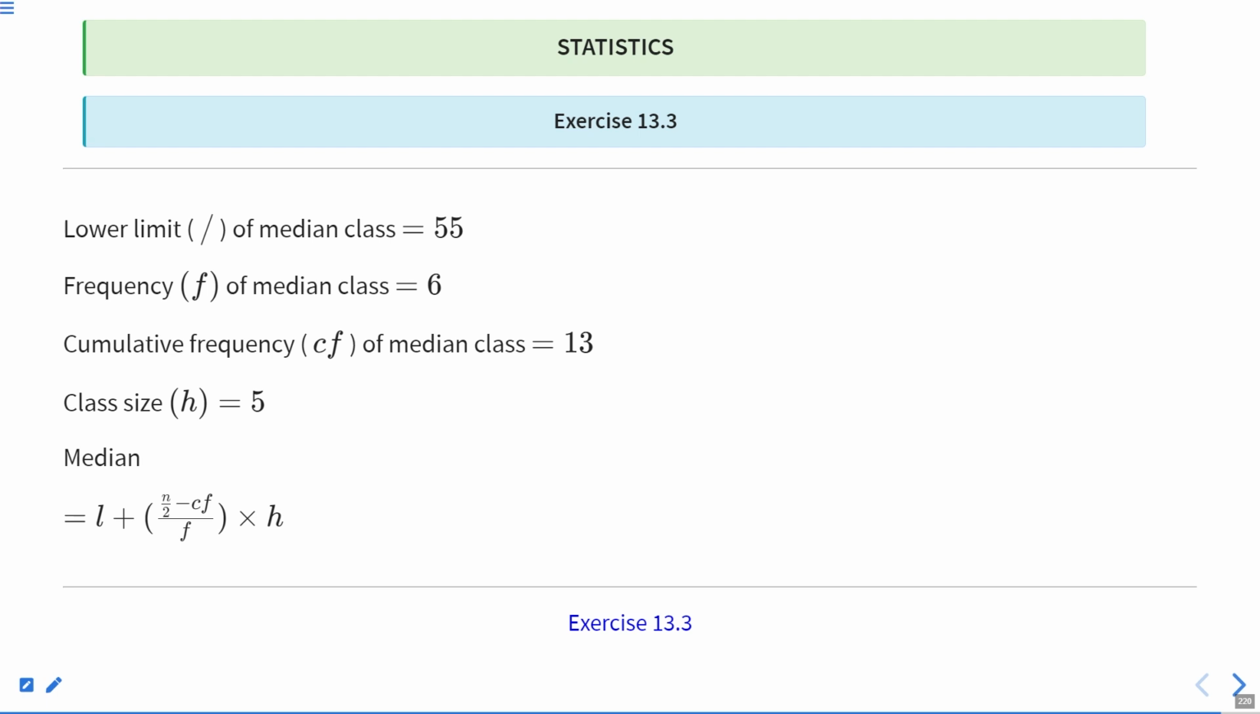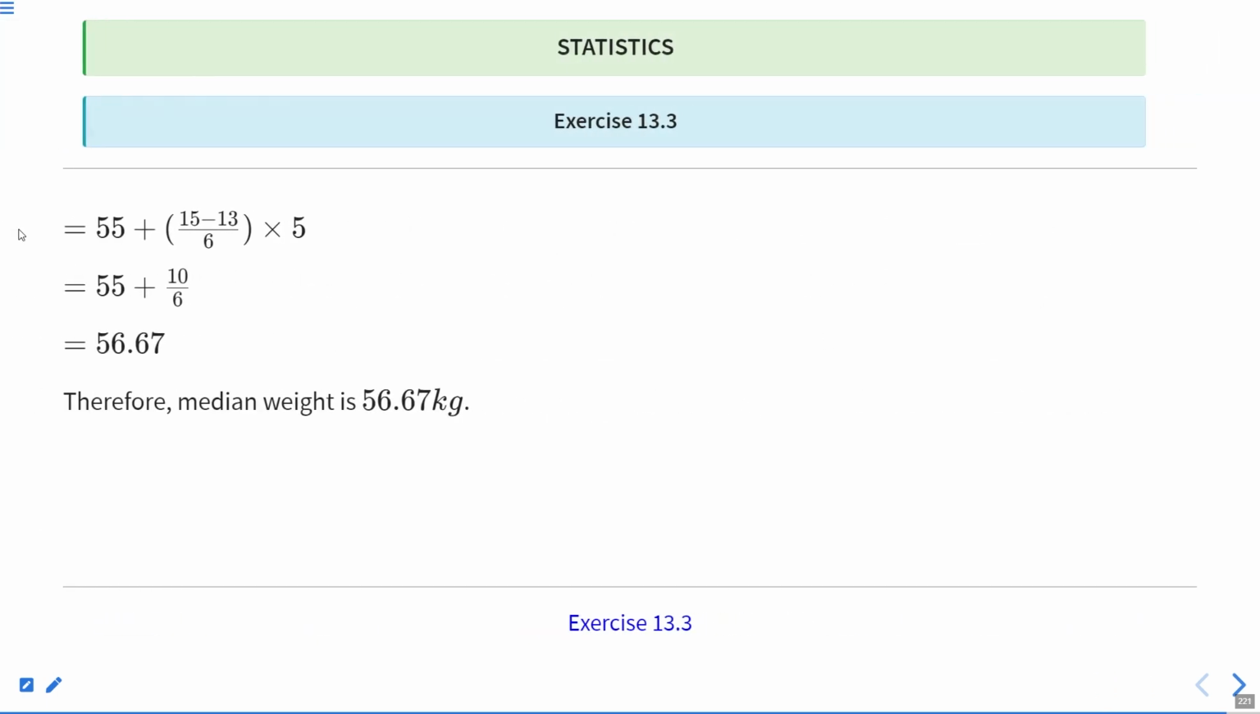And we know this formula: median is equal to L plus (n by 2 minus CF) by f, times h. Now if we substitute the values of L, n, CF, f and h, then we'll get the median. So median is equal to 55 plus (15 minus 13) by 6, times 5, that is equal to 55 plus 10 by 6, and this is equal to 56.67. Therefore, the median weight is 56.67 kg.